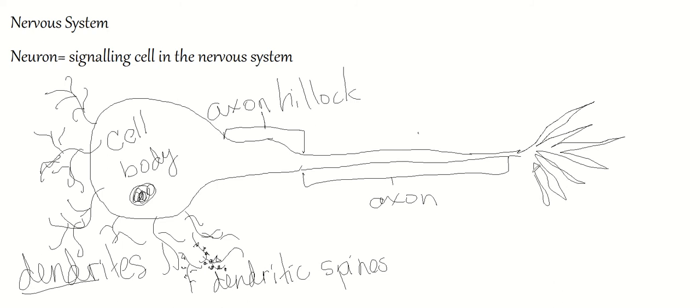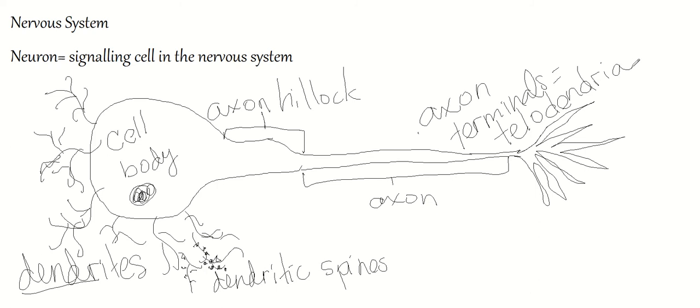All right, so then at the end, where it gets close to whatever the target cell is, whatever it's going to be talking to, the axon branches into what we call axon terminals, and they are also called telodendria, although most people call them axon terminals. Those are these branches. Actually, can I undo that? Yeah, let's undo that. Okay, so the telodendria are these branches here.